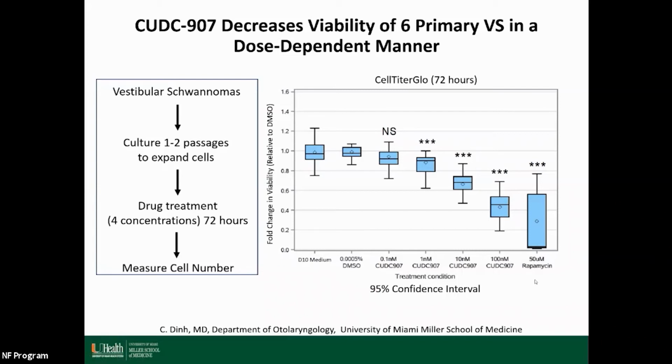Viability was measured using CellTiter-Glo. All 6 vestibular schwannoma cells studied thus far have had a dose-dependent decrease in viability beginning at 1 nanomolar. 100 nanomolar CUDC-907, the highest tested concentration, reduced vestibular schwannoma cell viability by 50% compared to DMSO-treated cells. CUDC-907 is the first compound identified during the last 4 years that reduces viability of all vestibular schwannomas studied.